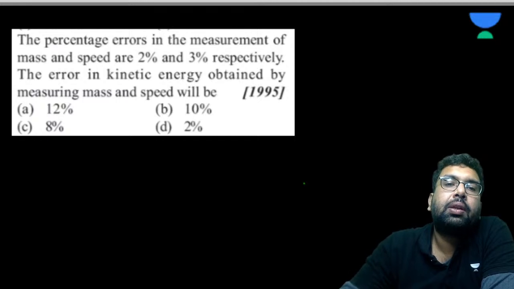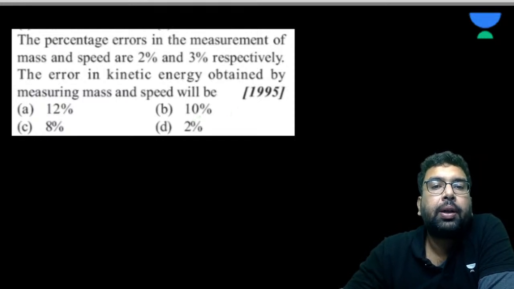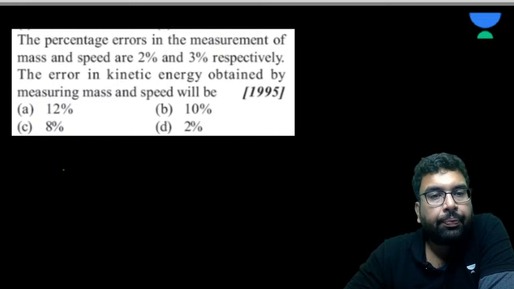It says the percentage error in the measurement of mass and speed are 2% and 3% respectively. The error in kinetic energy obtained by measuring mass.